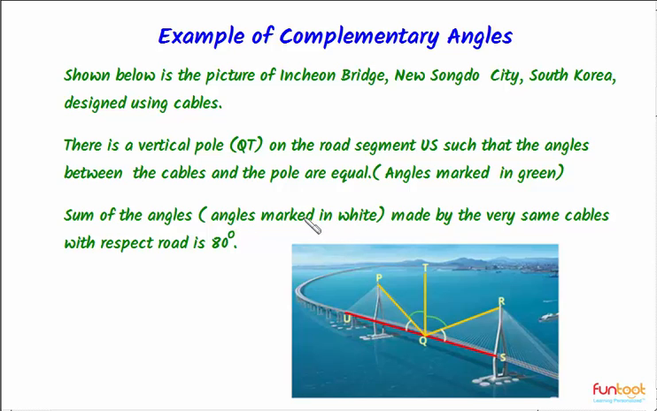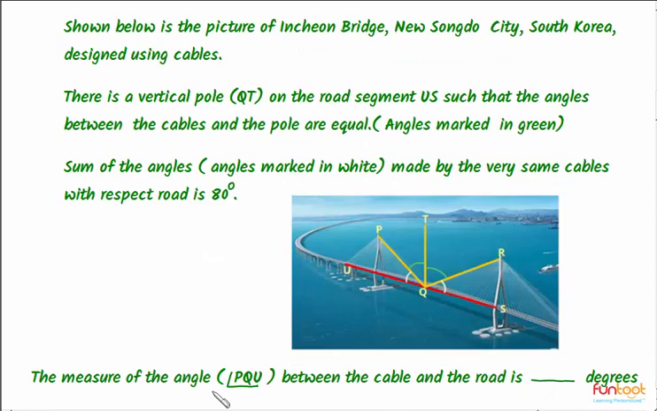Some of the angles which are marked in white, made by the very same cables with respect to the road, is 80 degrees. So the sum of the angles marked in white is 80 degrees. The measure of the angle PQU, that means this angle, between the cable and the road is how many degrees? So here in this question, we have to find the measure of this angle.